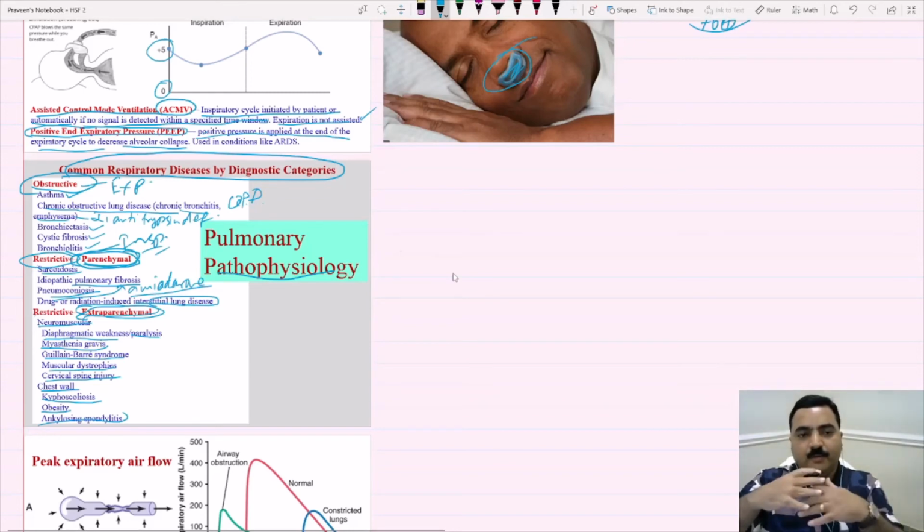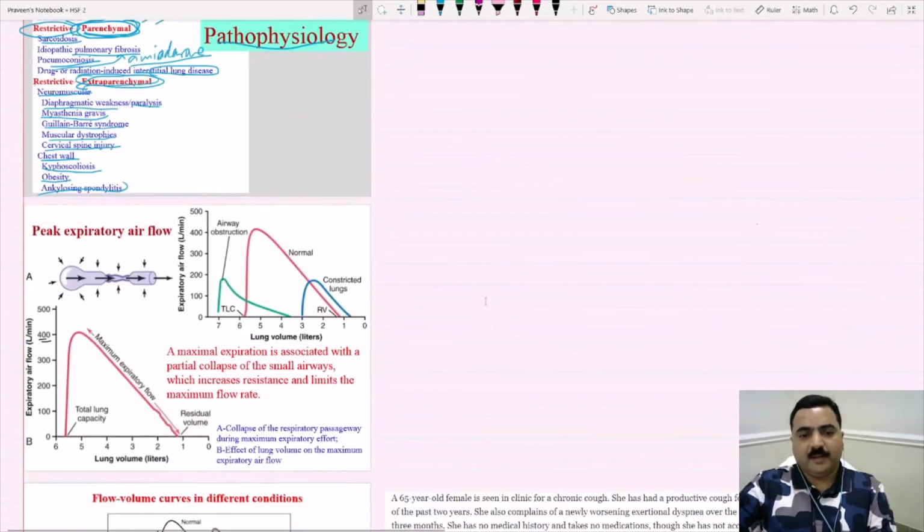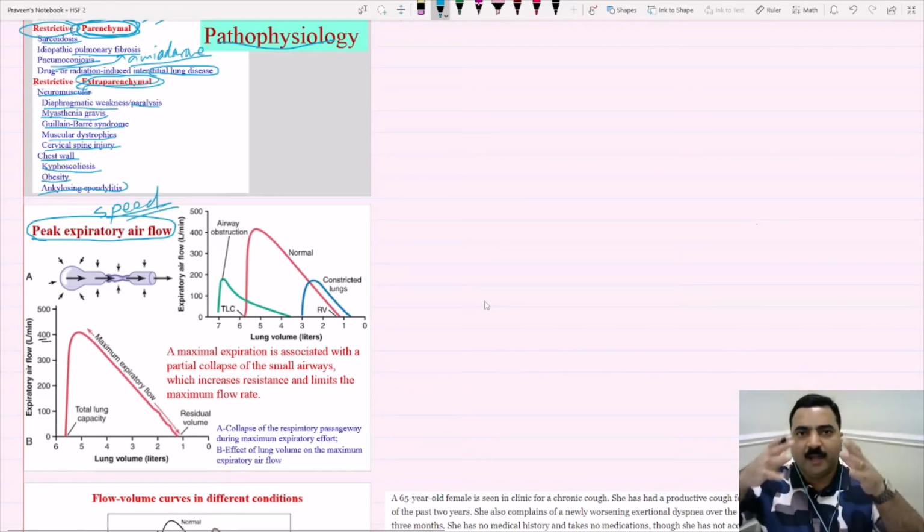So this is how we divide the diseases, especially in the pathophysiology, to understand how to distinguish between the conditions. One of the parameters that we use to distinguish between them is the peak expiratory airflow. Here we check the speed of the air going out, the velocity, how fast the air is going out.